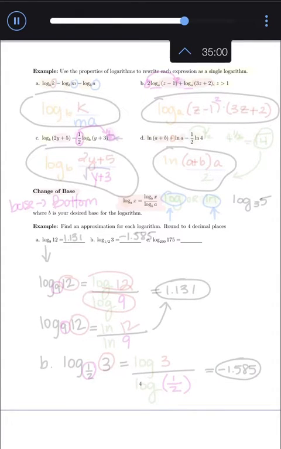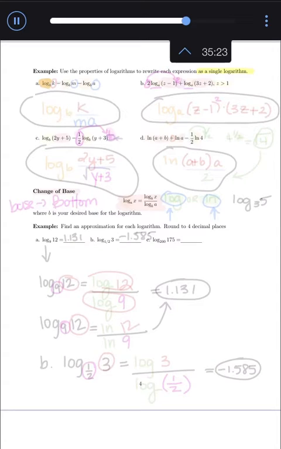Now notice in these next set of examples it says use the properties of logarithms to rewrite each expression as a single logarithm. So what does that mean? We're going to be taking multiple logs and bringing them together. Remember that we can only bring logs together if they have the same base. So let's look at problem A.